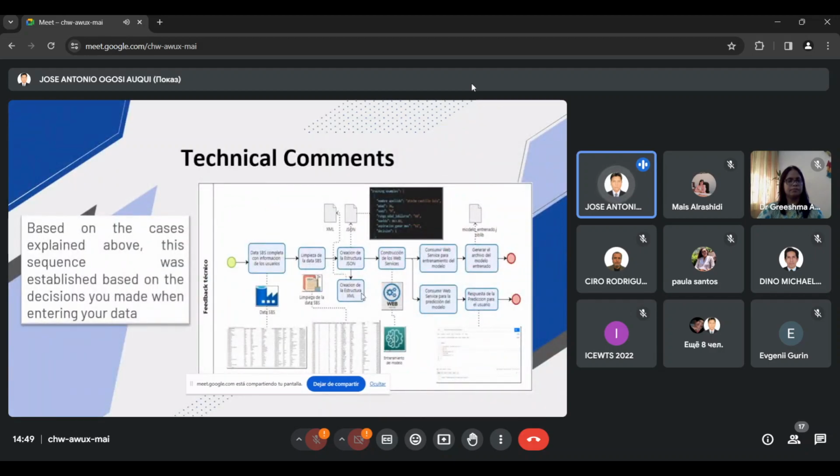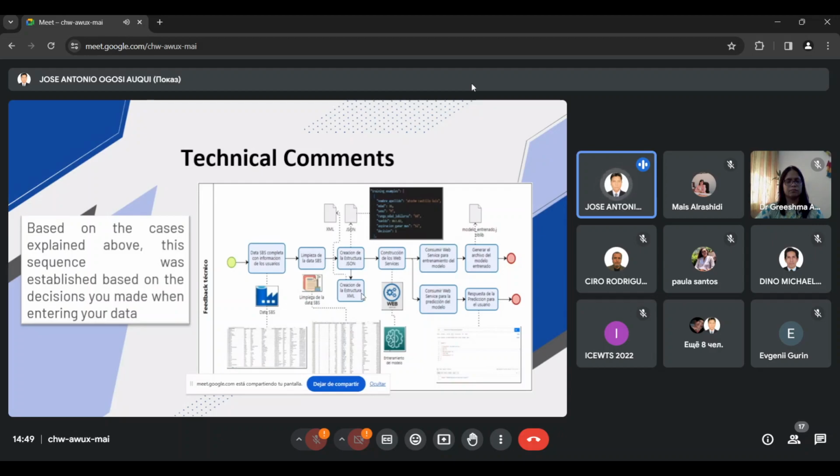Well, this is the process, and these are the technical comments. Based on the cases explained above, the sequence was established, based on the decisions you made when entering your data. The data is very important because it is not similar. A user has data, but the other user has data too, and it's completely different because they are going to perceive a different kind of salary and money in the future. So that is very important.